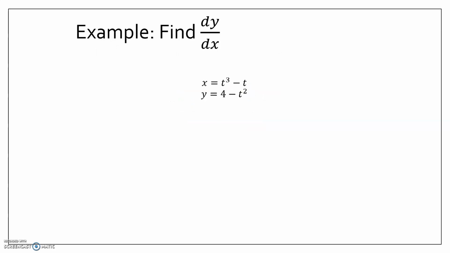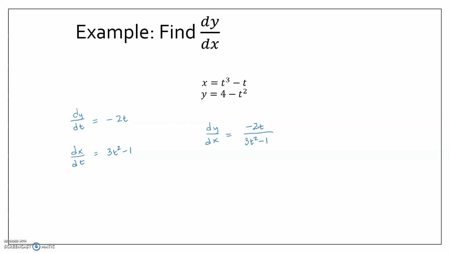So first, we're going to find dy/dx, just like we did yesterday. So dy/dt would be negative 2t, and dx/dt would be 3t squared minus 1. So dy/dx would be negative 2t divided by 3t squared minus 1. And that is a function that will tell us our slope at any time.